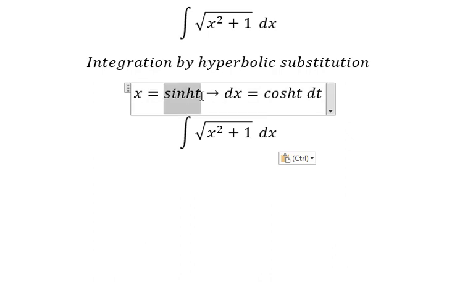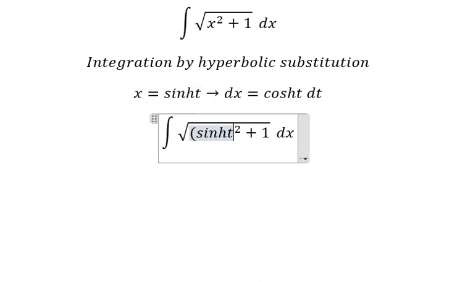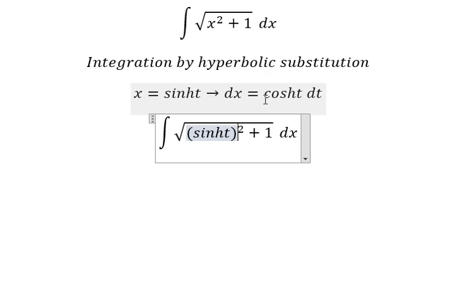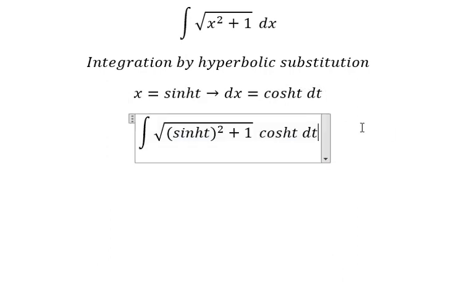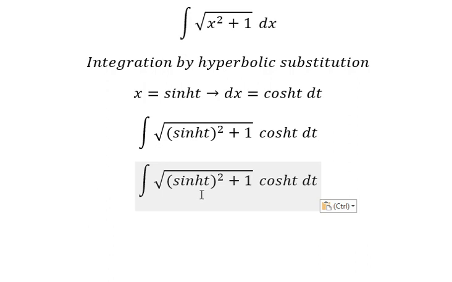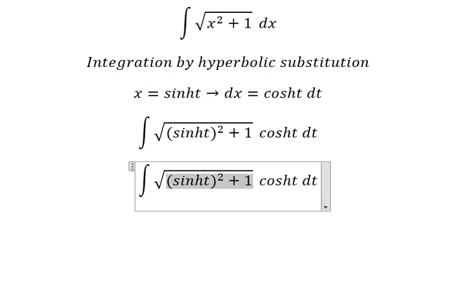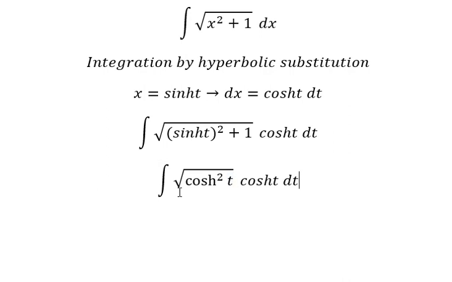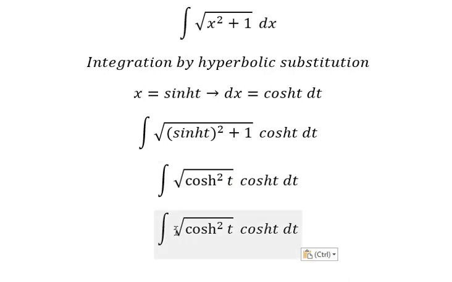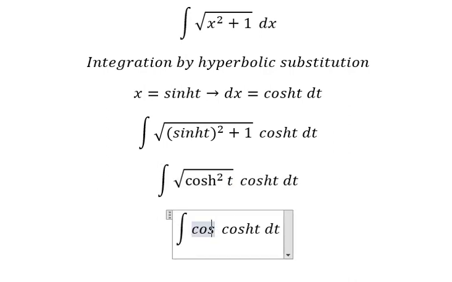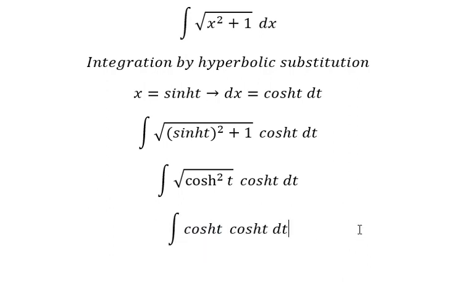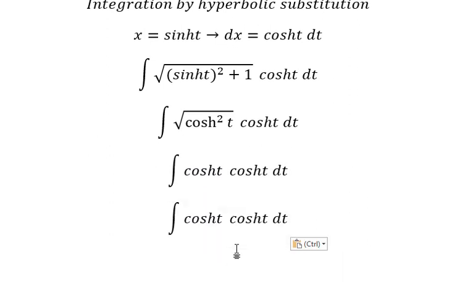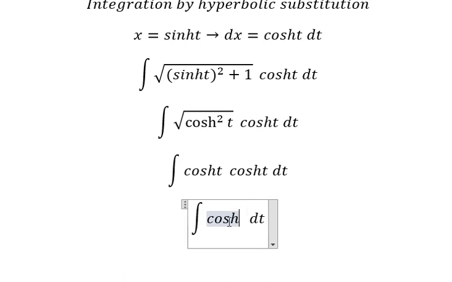So I will put this one here, and the s will change to this one. So we know that sinh² t plus 1 will change to cosh² t. This one we have cosh t. So cosh t times cosh t, we have cosh² t.